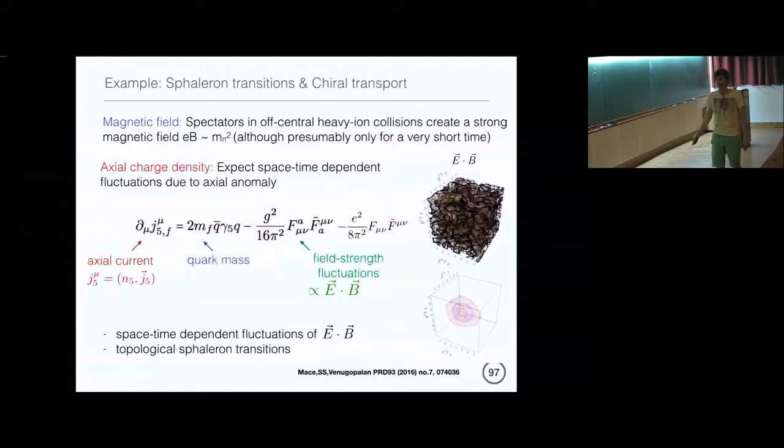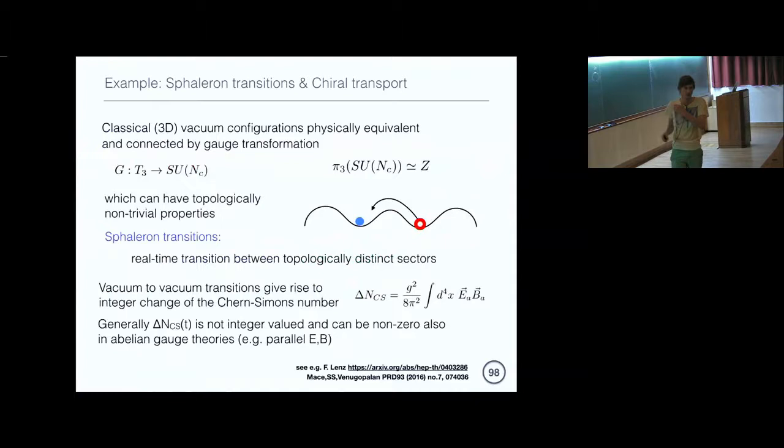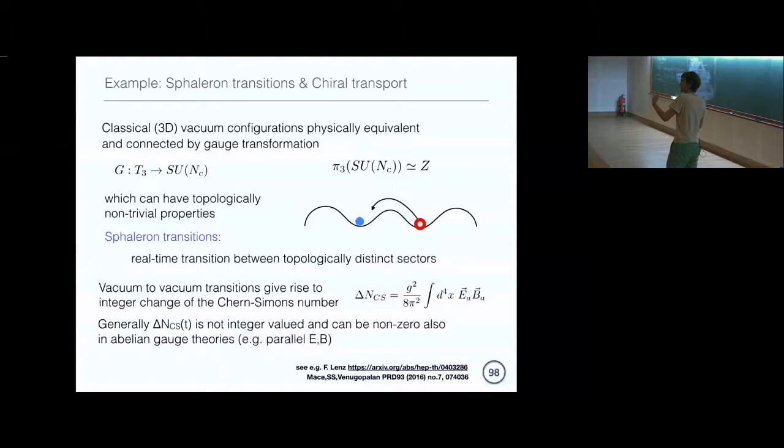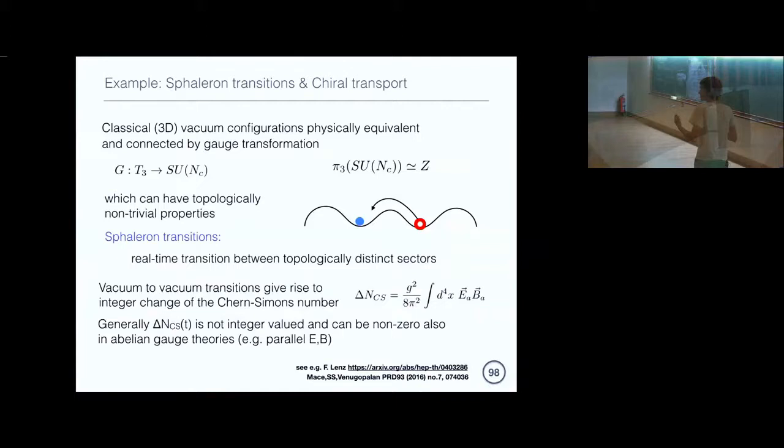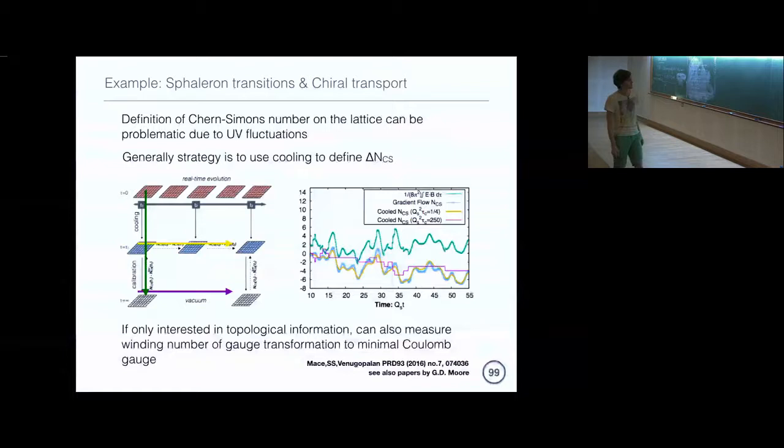Now, I should also say, this is some of the discussion for vacuum. Generally we also want to study states of, say, high occupancy, and generally this Chern-Simons number is actually not integer valued. One simple way to get it to evolve continuously is to put parallel E and B fields, say, in electrodynamics, where you would have the same phenomenon, and then we just get a linear rise as a function of time. So in real time, in the Minkowski case, this includes not only these topological objects, but also just ordinary fluctuations of fields and so forth.